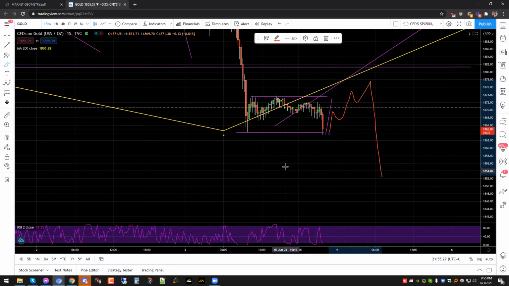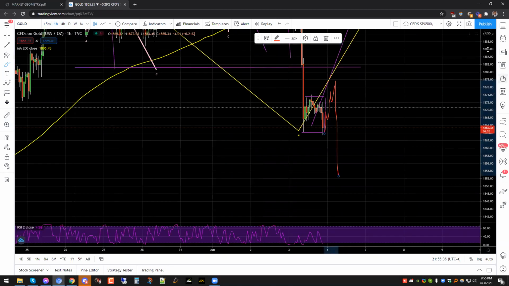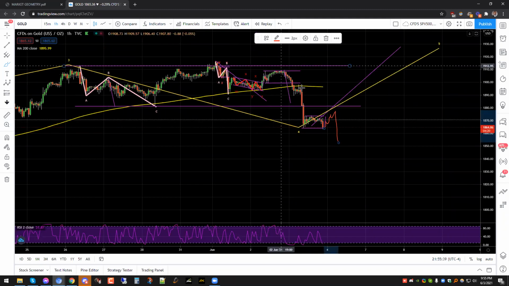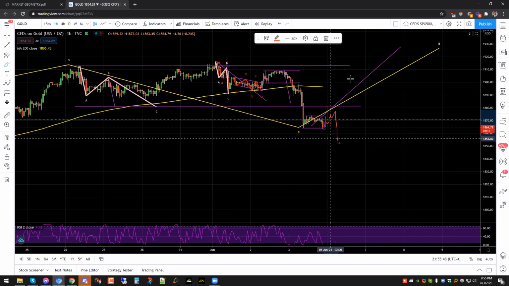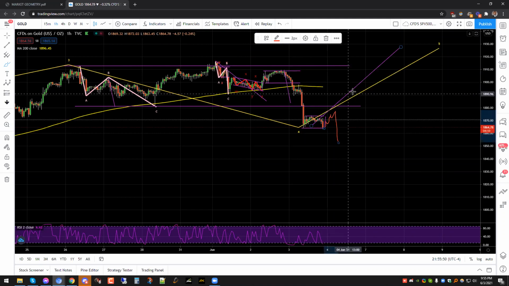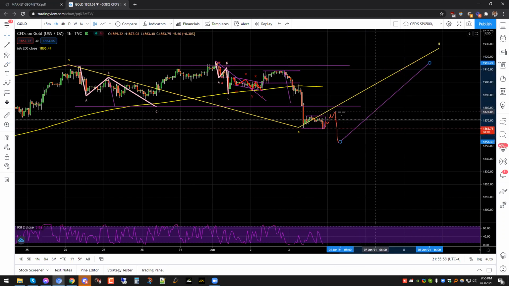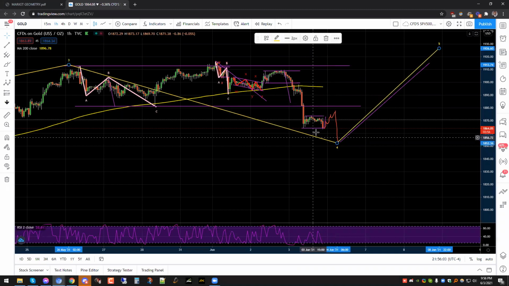Okay, so we'll expect it to come back and maybe give us one more move to the downside. We would have to go back into that pattern construction and see what we're looking at here. All right, so this is 1, 2, 3, 4, 5. So one more push down is what we're going to look for before we move back to the upside. Right, one more push down.